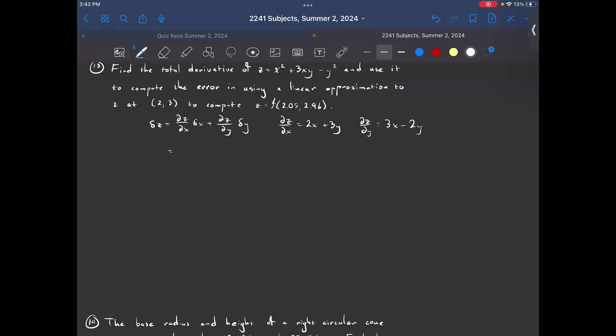The total derivative actually ends up being a function of not just x and y, but also delta x and delta y. So we need those values as well. I can write those down here. What is delta x? It's the difference between the slightly varied values and the original values. So this is 0.05, and delta y is minus 0.04.